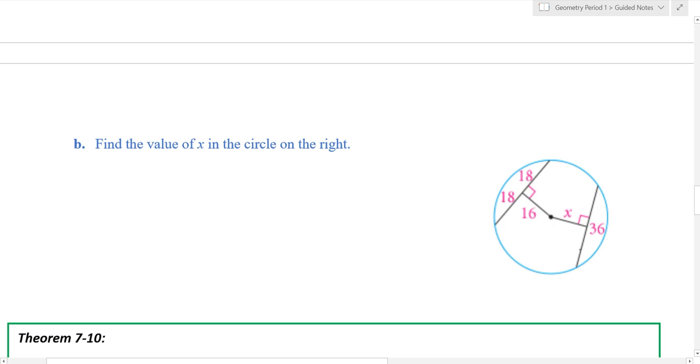So since the two chords are congruent, meaning they both measure 36, then that means that the distance from the center of the circle happens to be the same. We know that the distance of this one is 16. So if this distance is 16, then x is also 16. X is 16. So that's that one problem right there.